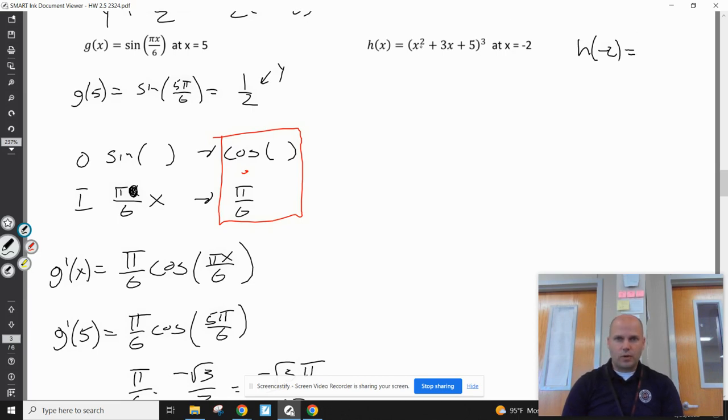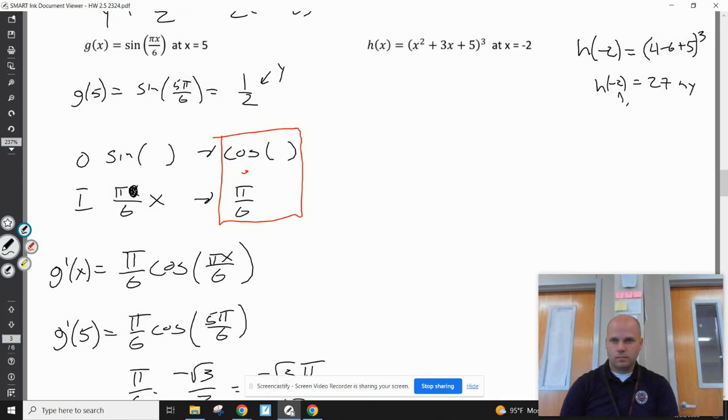If I plug in negative 2, I get 4 minus 6 plus 5 cubed. Three cubed is 27. Great. There's my x and my y. Let's find my m. O, I.